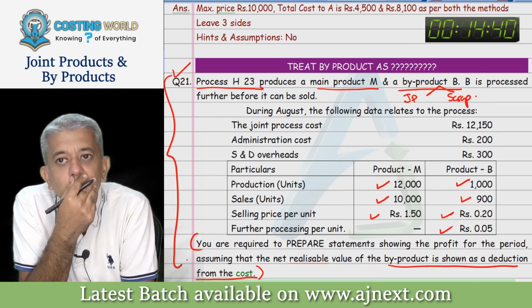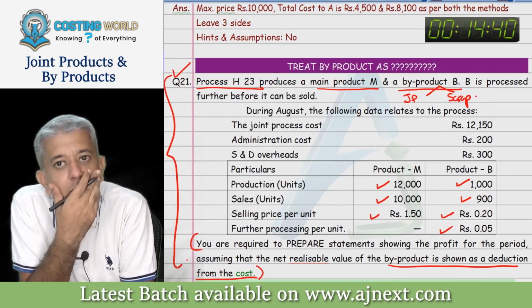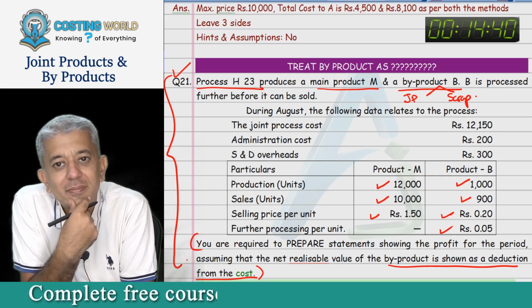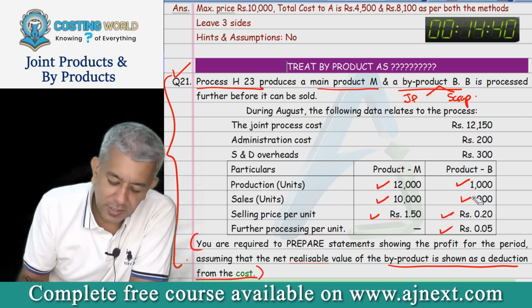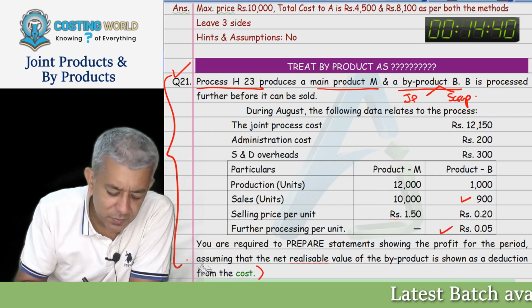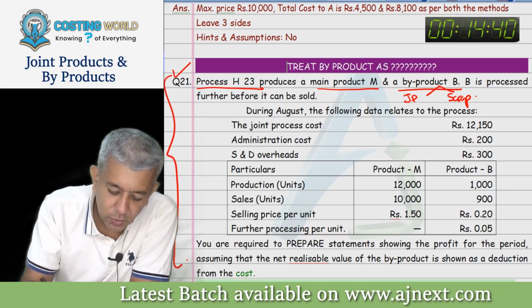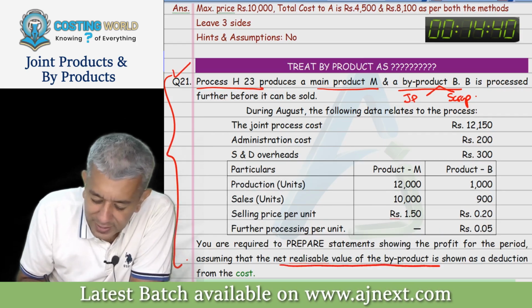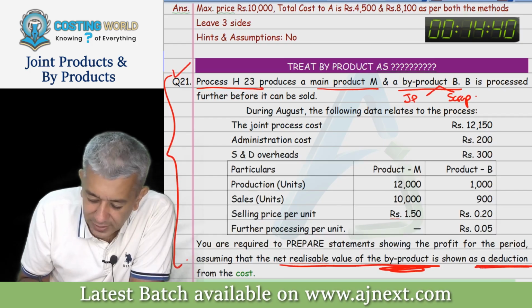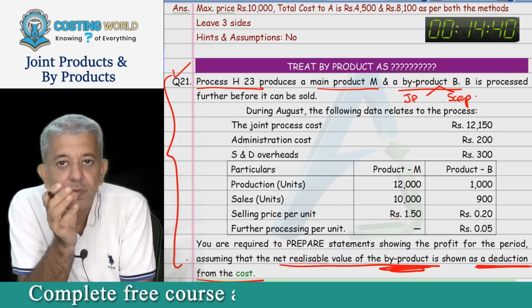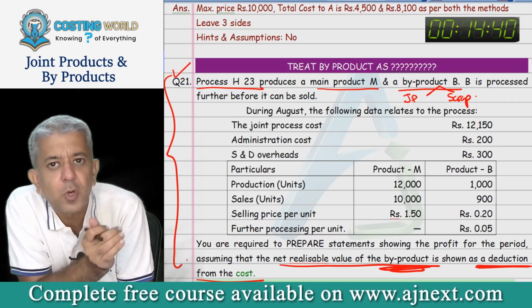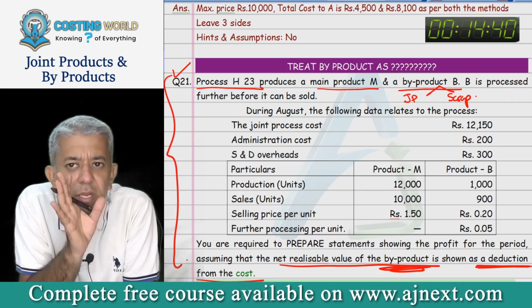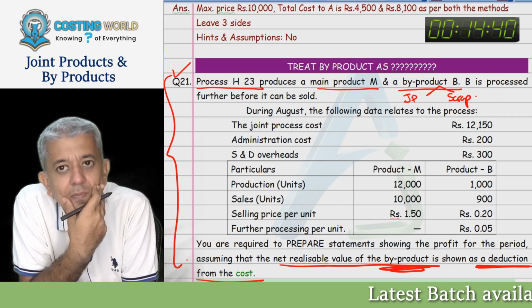So, as a scrap. Okay, why? Because the net realizable value of the byproduct is to be deducted from the main cost. See, they are giving you the instructions themselves, that what you have to do is subtract the realizable value of byproduct as a deduction from cost. So whenever you subtract sale value of the byproduct from the cost itself, it means you are treating that particular thing as scrap, no? Yes, sir.